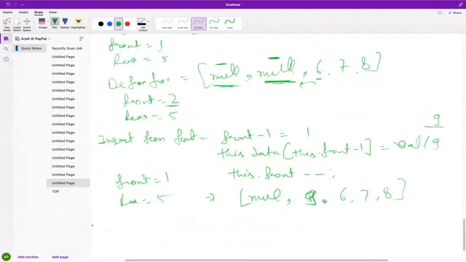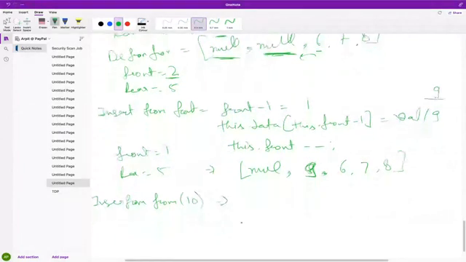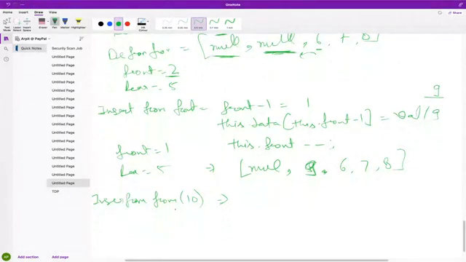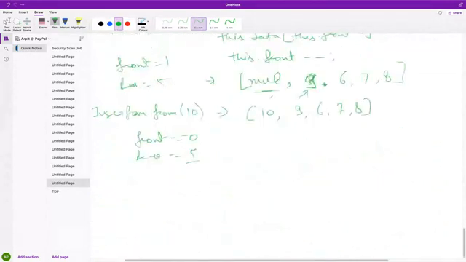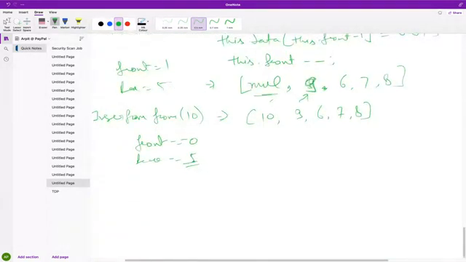Now again, one insertion is coming from front, which is 10. Our front is at 1, at this position. Again, we'll do 1 minus 1, 0. In this place we will insert it: 10, 9, 6, 7, 8. And again we'll do front minus minus. Now front has come at 0 and rear is still at 5. Correct? From there only we started, right? 0, 5. Now we are coming back to the same scenario.